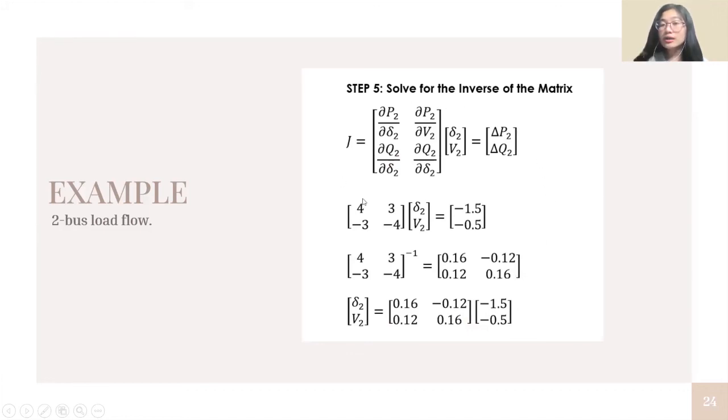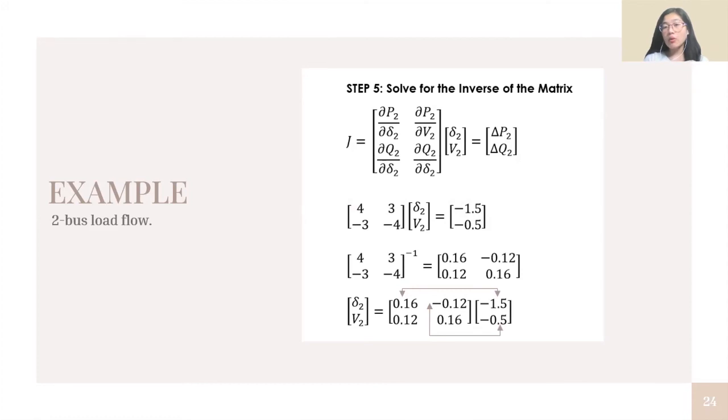After that, we just have to rearrange this. Since what we are looking for is delta 2 and V2, not P2 and Q2, we just have to rearrange this set of matrices. So, our delta 2 and V2 will be equivalent to the inverse Jacobian matrix times the change in P2 and Q2. Since we have created and rearranged our matrix, we are now to create an equation. So, to get our delta 2, we have to multiply 0.16 by our negative 1.5 and add it to the product of negative 0.12 and negative 0.5.